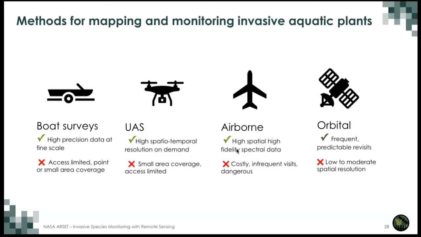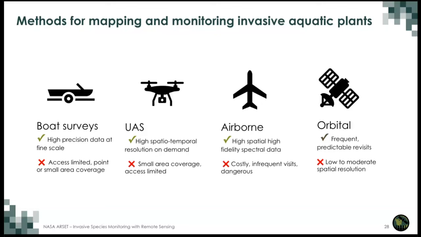The second remote sensing platform that we can use is piloted aircraft. So these are traditional airplanes that we think about. These airplanes can be mounted with very high spatial and high fidelity spectral imaging spectrometers, which provide very high quality data for mapping species. However, it is costly to fly a plane over a large area, which means that typically we don't do this very frequently. And the reality is that it is dangerous. People still die in airplane crashes. And so we are asking people to take risks to collect these data for better management.